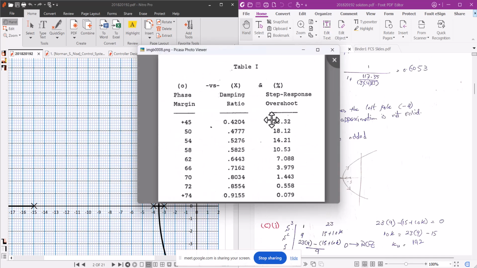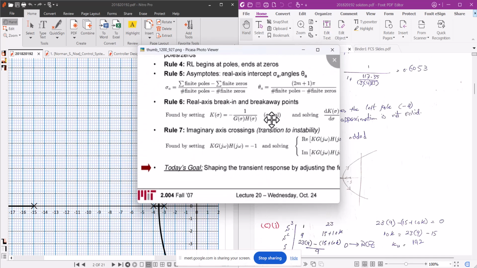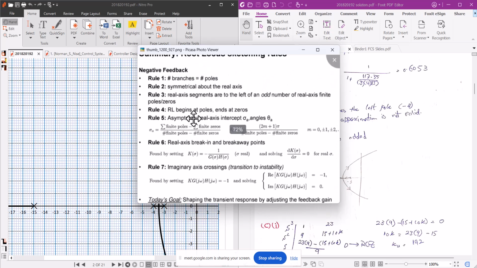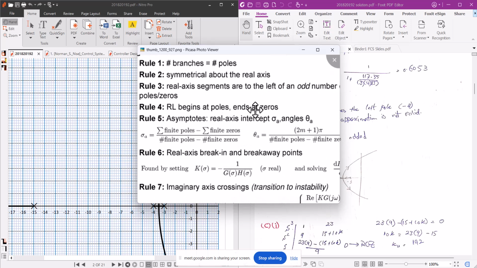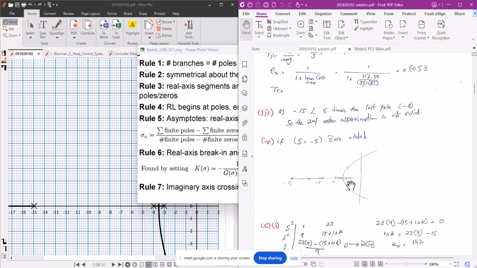I show you the rules of the root locus. Real axis segments are to the left of an odd number of real axis finite poles and zeros, and the root locus begins at poles and ends at zeros. So here, from the odd number 1, yes, there will be root locus. 2, no, there will be no root locus. 3, yes, there will be root locus, and the -15 pole will be terminated at this zero.